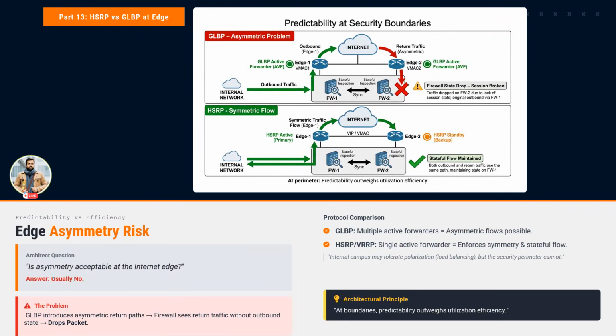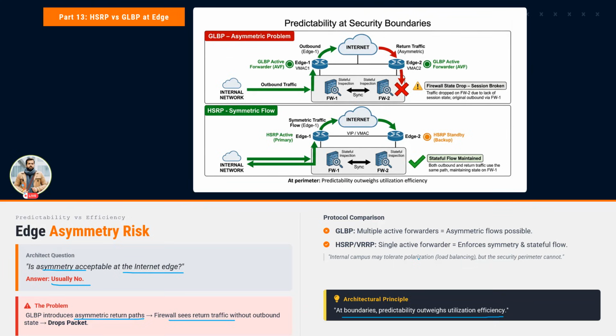HSRP versus GLBP. What about HSRP versus GLBP at the internet edge specifically? Great distinction. At the internet edge, asymmetry is usually not acceptable. GLBP can introduce asymmetric return paths, which causes firewall state to drop. HSRP enforces symmetry. At boundaries, predictability outweighs utilization efficiency. Your internal campus might tolerate some load polarization, but the perimeter cannot.